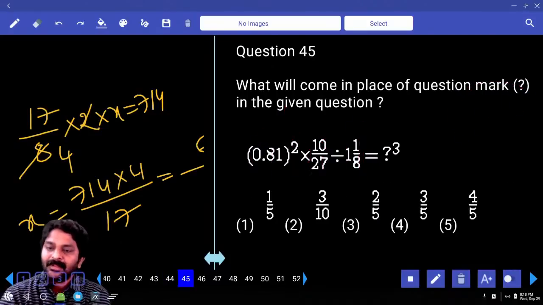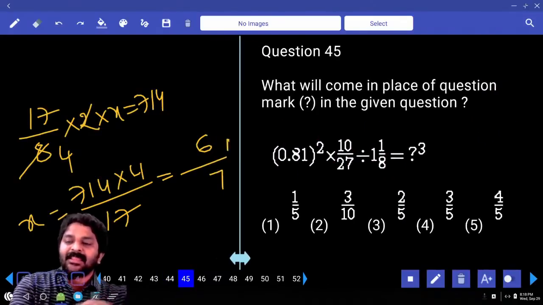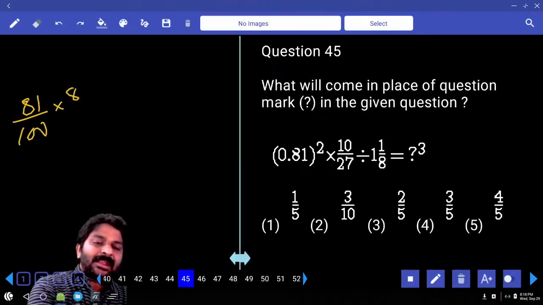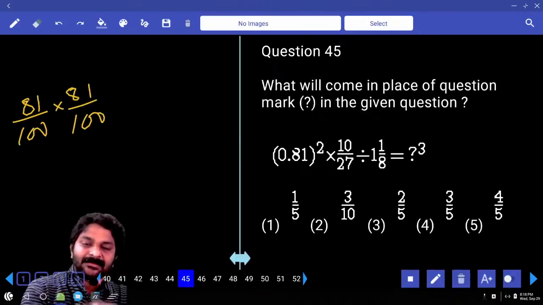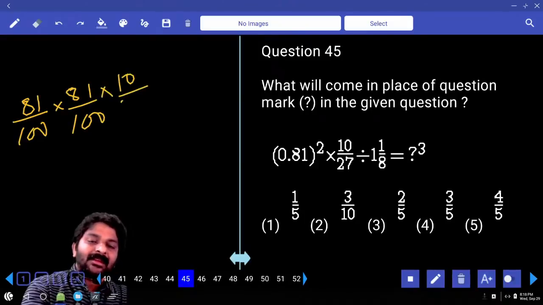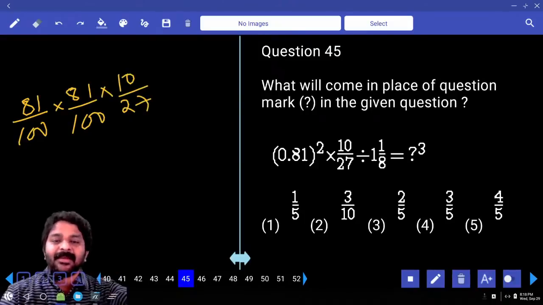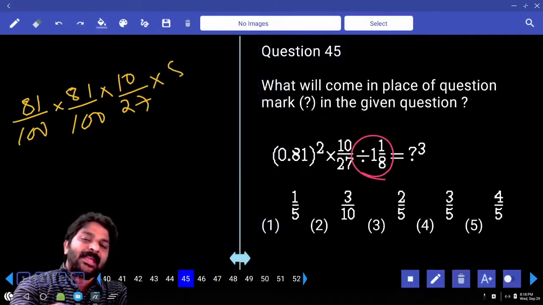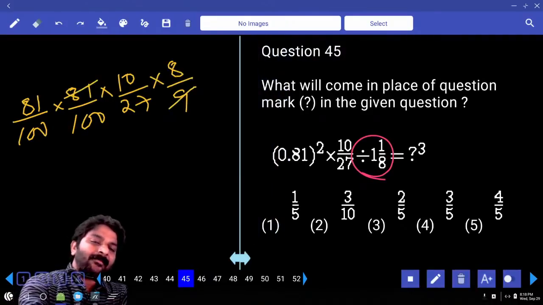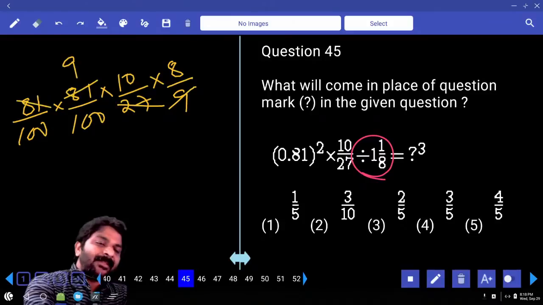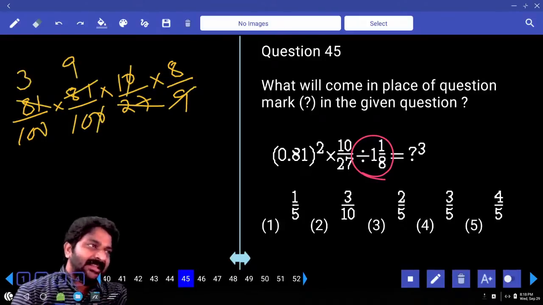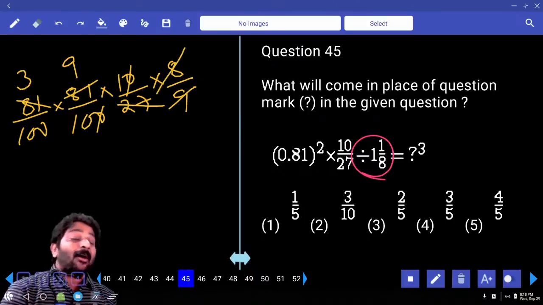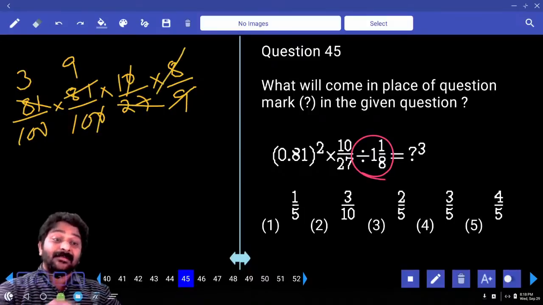Next. 0.81 whole square. Can we write it as 81 by 100 into 81 by 100? Can we do like this? Into 10 by 27, divided by 1 by 8 is 9 by 8. Divided by 9 by 8 can be written as into 8 by 9. 9 times, 27 3 times. The 0 0 cancel. What is the denominator now? 1000. 8 how many times is equal to 1000?